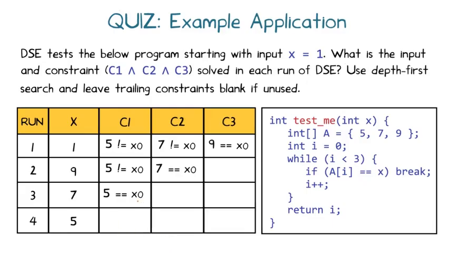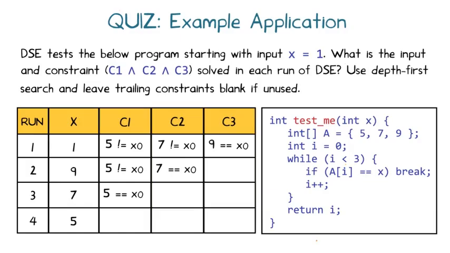Negating 5 equals x0 leads to a previously explored subtree, so there's nothing left to do. The entire computation tree has been explored, and so DSE terminates. There are no constraints to solve. Note that this program has a bounded loop. In general, loops can result in infinite computation trees, but in this case, the tree remains finite.